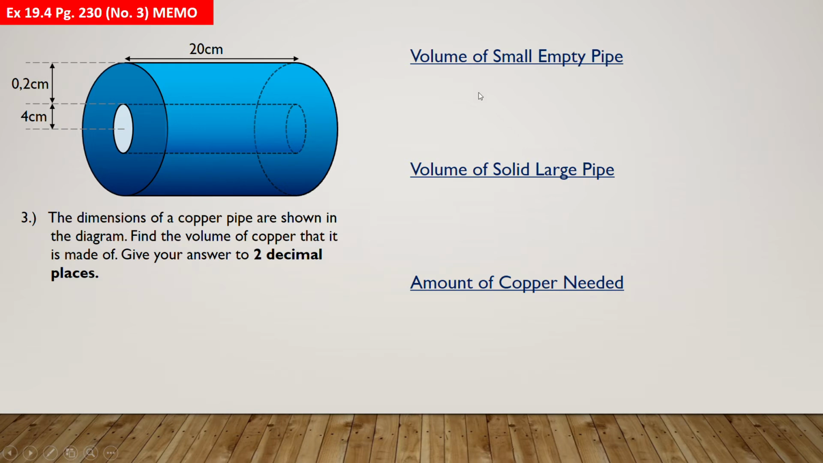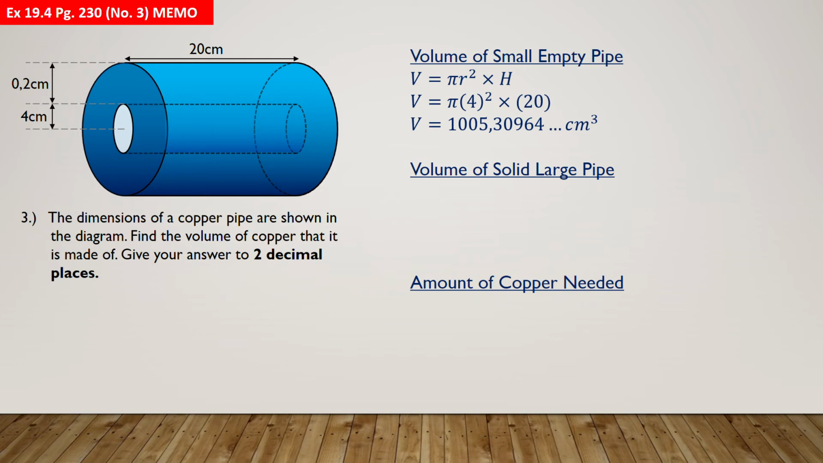The volume of the small empty pipe will be the normal volume formula of a cylinder, which is pi r squared times height or depth, so basically how long the pipe is. My radius is 4 centimeters and my height is 20 centimeters. So if I substitute that in, pi times 4 squared times 20, that will give me this amount here. Keep the decimal places, only round off at the end, otherwise you might get the wrong decimal.